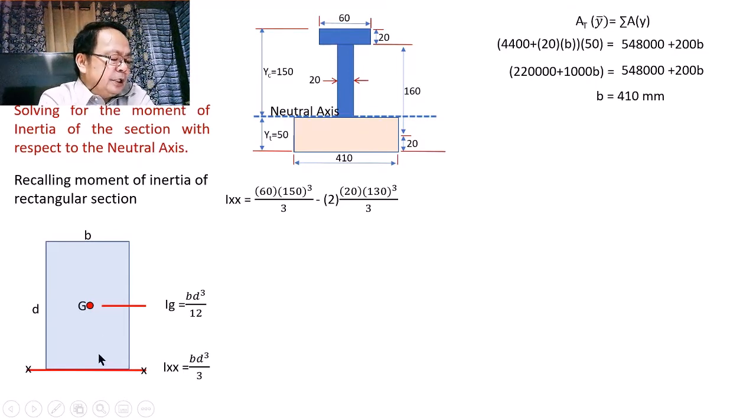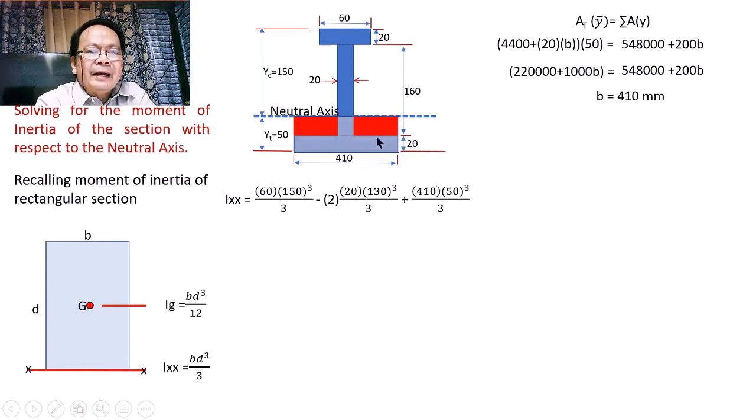And using the same concept, this would have a moment of inertia equal to 410, di ba, multiplied by 50 cubed divided by 3, representing now the total moments of inertia of this rectangle. But that rectangle is not actually the total area below the neutral axis. We have to consider that there are smaller rectangles here that should be removed. These two red smaller rectangles.